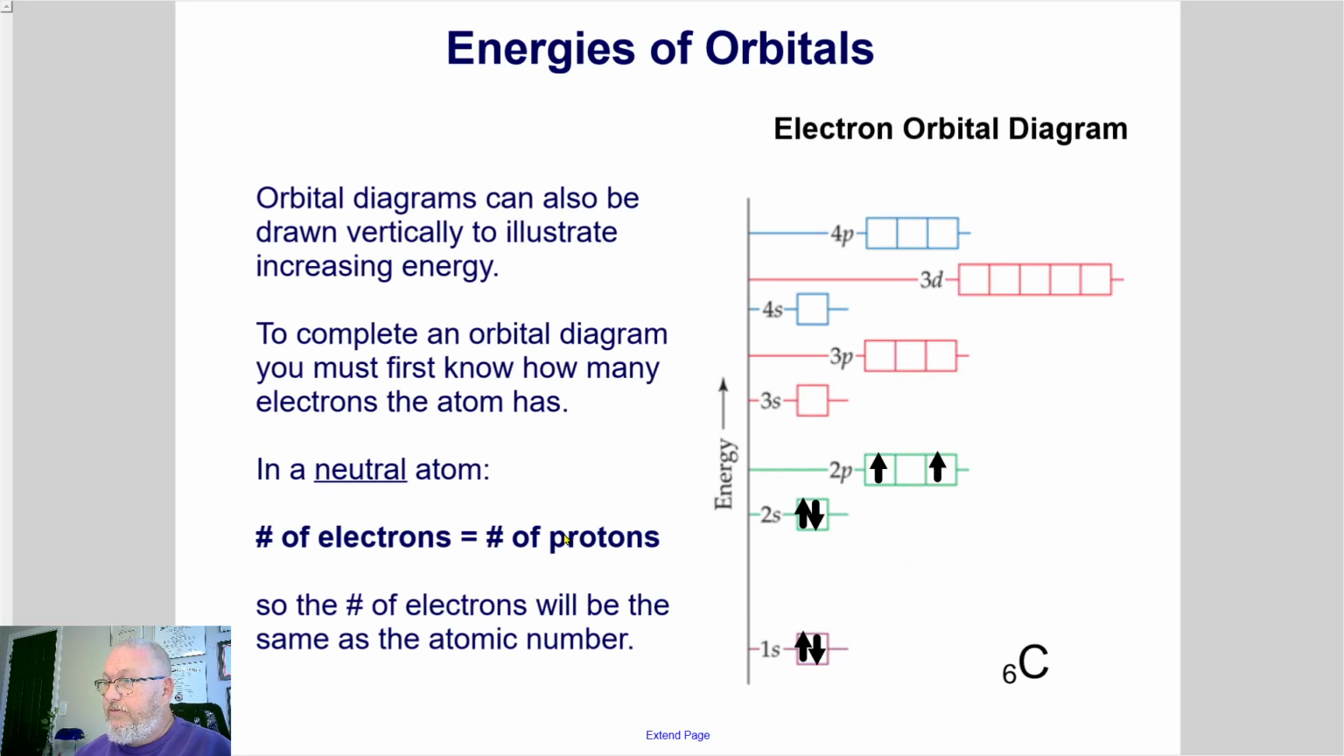So how do we do the energy? I've got some of these made up for you, and I'll give you copies. We can draw these vertically or horizontally. I like the vertical ones. But you need to know first how many electrons the atom has. If we have a neutral atom, the number of electrons is going to equal the number of protons, which is the same as the atomic number.